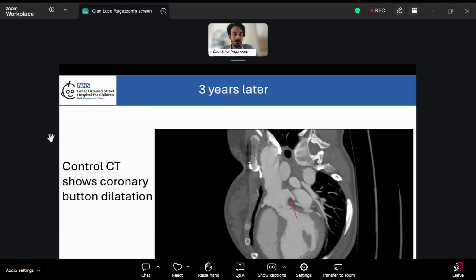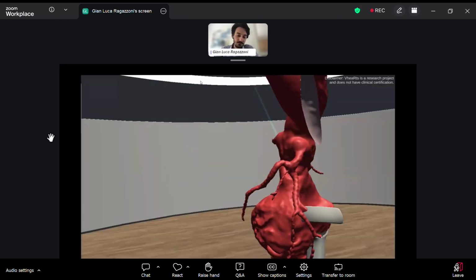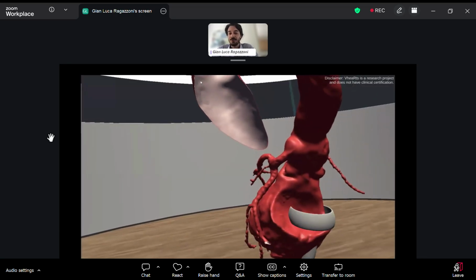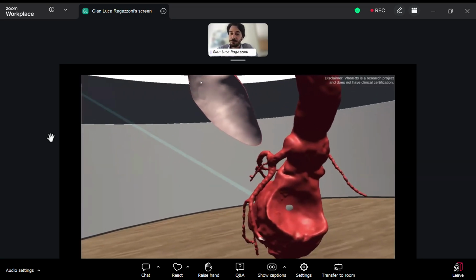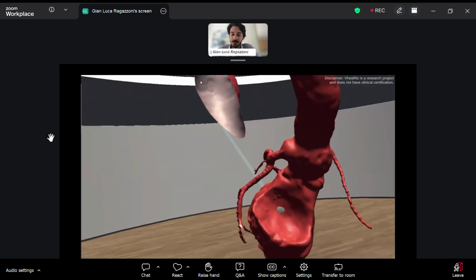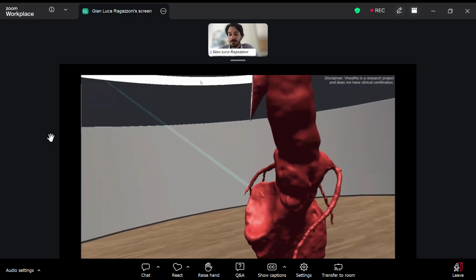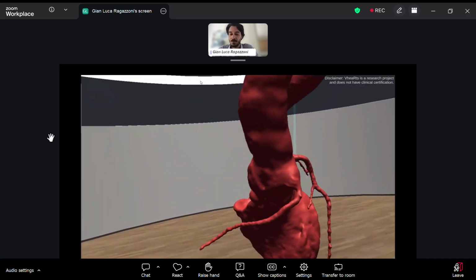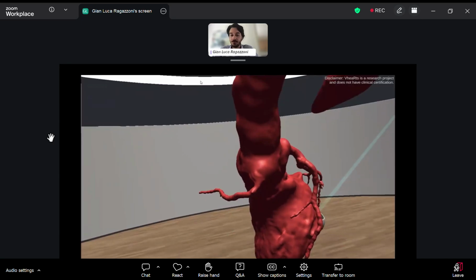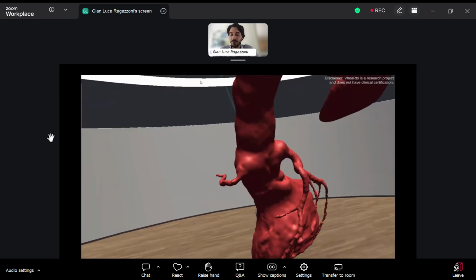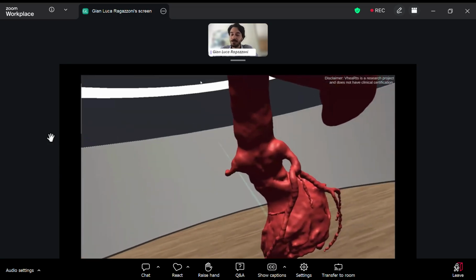This was actually the beginning of the month. She had a control CT and showed coronary bathen dilatation. And I actually asked our engineers here to do a 3D reconstruction of her aorta. And you can see that especially the left coronary bathen is quite dilated, but the right is as well. And so with this technique, we can, of course, do the 3D reconstruction, which allows us to look more in depth at the aorta and have a better understanding.